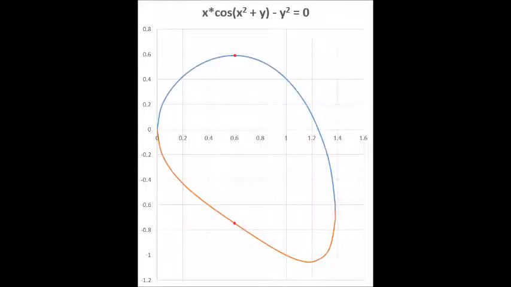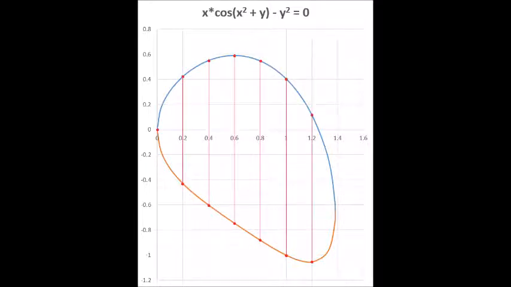Those two roots are plotted here in red. Y equals 0.59 goes on the upper branch of the function, blue curve, and y equals negative 0.74 goes on the lower branch, orange curve. Both of those are connected by the vertical line, x equals 0.6.